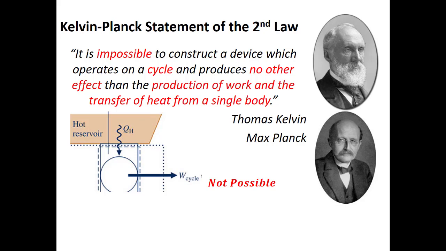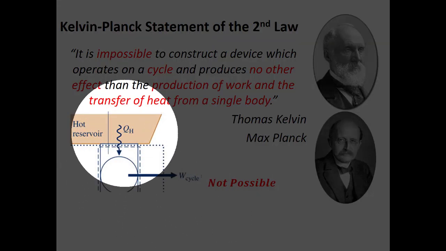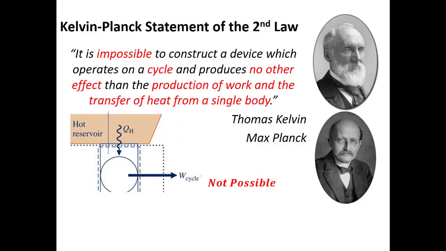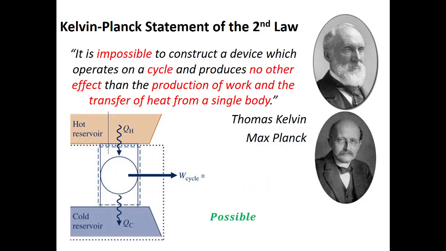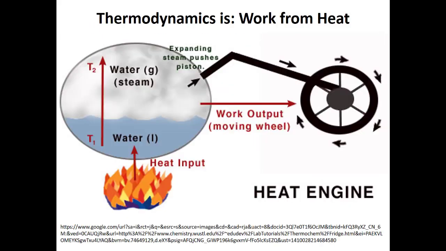second law. We know that Kelvin and Planck told us that it was impossible to construct a device which operates on a cycle and produces no other effect than the production of work and the transfer of heat from a single body. If you remember, I told you I found the wording of this definition a bit confusing. But what it means to me is that we can take a cycle, we can make a machine that takes heat as an input and outputs power, but only if we're also rejecting heat from that engine to some cold reservoir. This is great if we're trying to make heat engines.